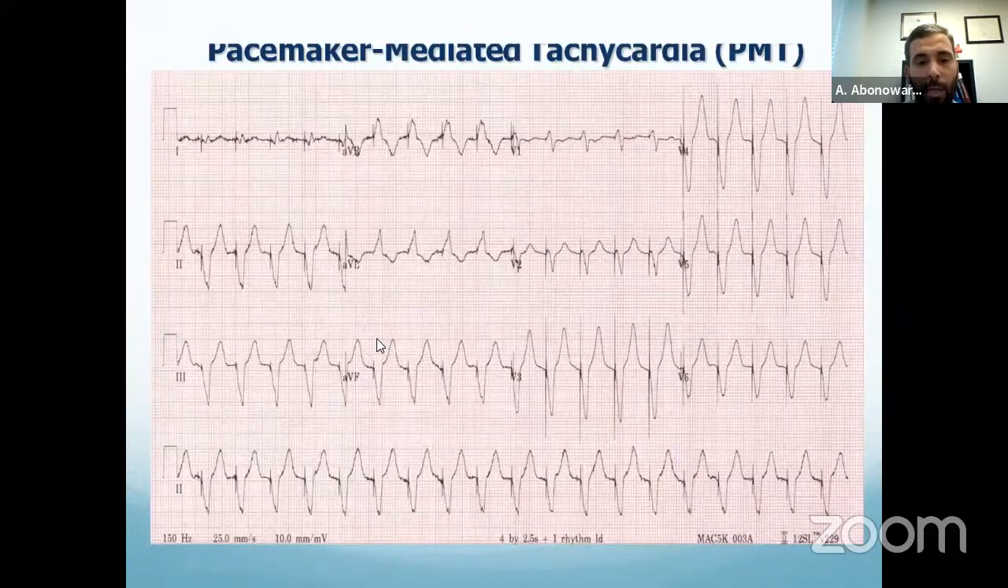And that's how it looks on ECG. This is continuous upper rate pacing. That's typical PMT. But make sure there is nothing else, no tracking issue or problem with the rhythm of the patient. And the best and easiest way is to just put the magnet and remove it quickly. And that should interrupt it if it's PMT. That's very easy.